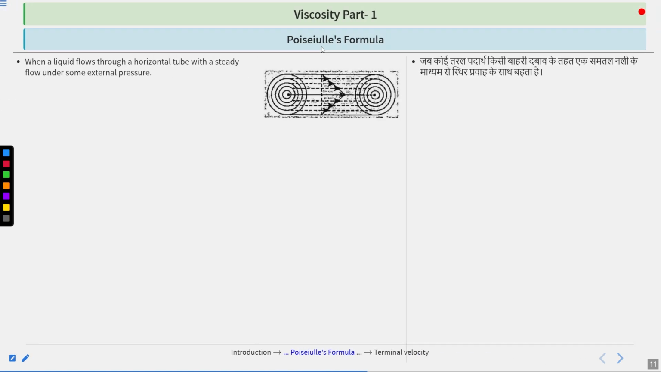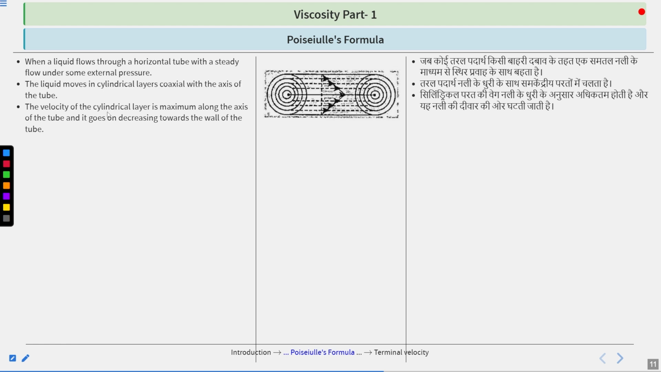Now, Poiseuille's formula is what we need to understand as the point of discussion in this lecture. We could say that when a liquid flows through a horizontal tube with a steady flow under some external pressure, the liquid moves in cylindrical layers coaxial with the axis of the tube. Now here you can see in this picture.